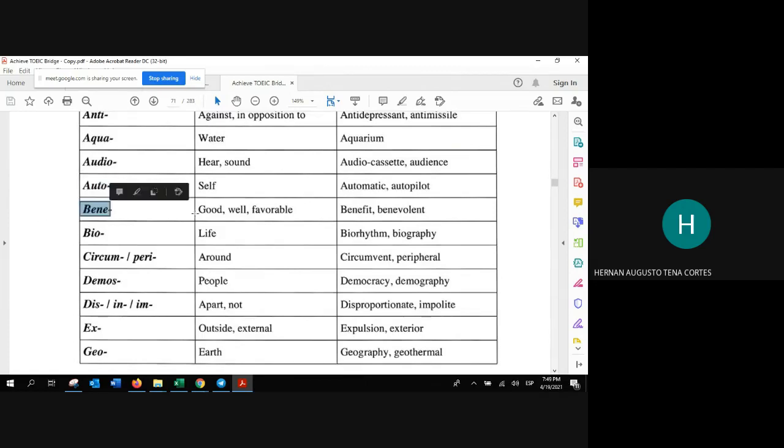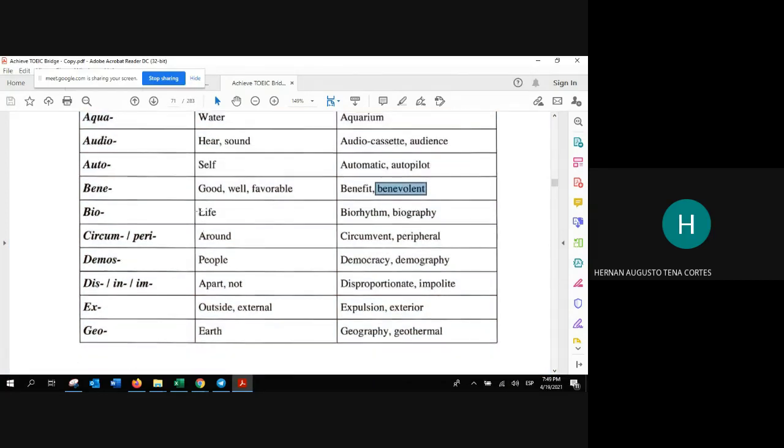Bene means good or well, benefit, benevolent. Bio means life. Biorhythm, biography.